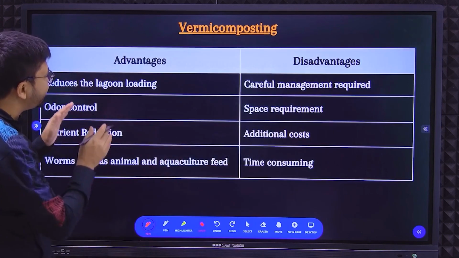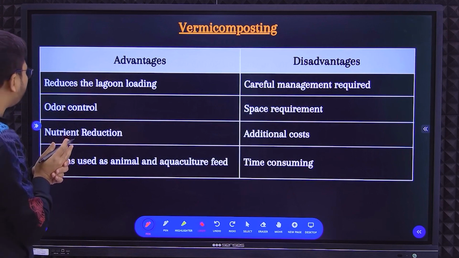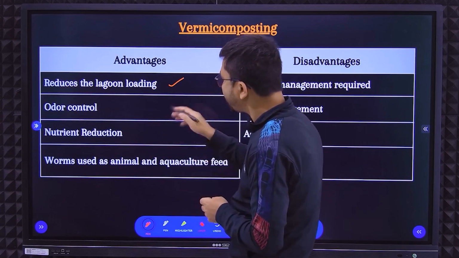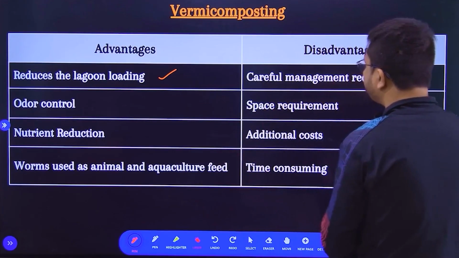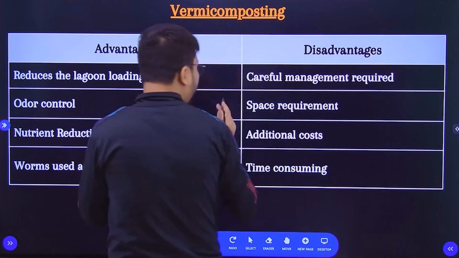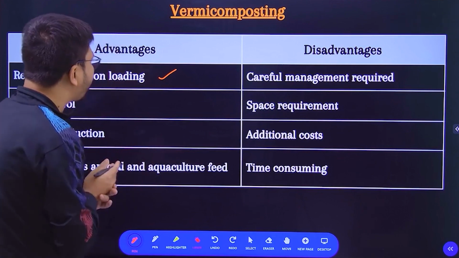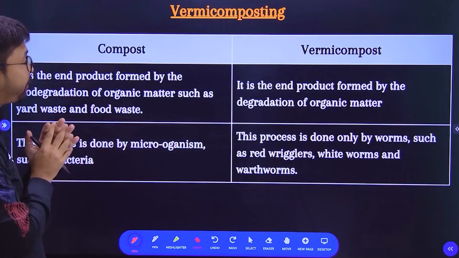Next, here you can see, this is very important, the advantage and disadvantage of vermicomposting. Advantages: reduce the local loading and odor control, nutrient reduction, worms used as animal and aquaculture feed. Disadvantages: careful management is required, space requirement, additional cost is required, and it is a little bit time consuming also. Now, so that it can be done only for vermicomposting.